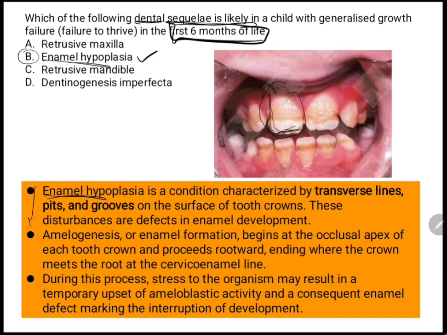You can understand that a retrusive maxilla or a retrusive mandible will affect the growth of the facial bones or your occlusion, but it won't really affect failure to thrive that severely in the first 6 months itself. So you can eliminate these two. And DI, dentinogenesis imperfecta, essentially will affect only that particular tooth. It won't cause long-term systemic issues. Yes, later on, over time, if the teeth become brittle and break, it can affect the nutrition and the intake of food. But in the first 6 months of life itself, it won't cause such long-term effects. So the answer here would be option B, enamel hypoplasia.